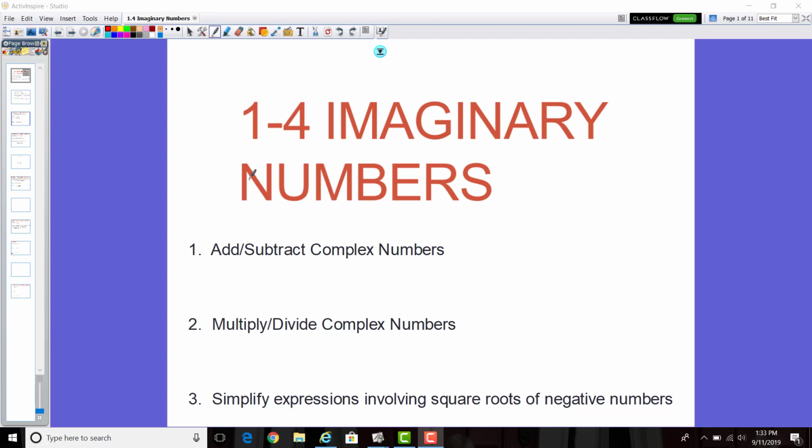Today we're going to look at section 1.4 over imaginary numbers, also known as complex numbers. First, we're going to talk about what they are and what they look like, and then we're going to start adding, subtracting, multiplying, dividing those complex numbers, and then we're going to look at how to simplify expressions where the square roots have negative numbers underneath of them.